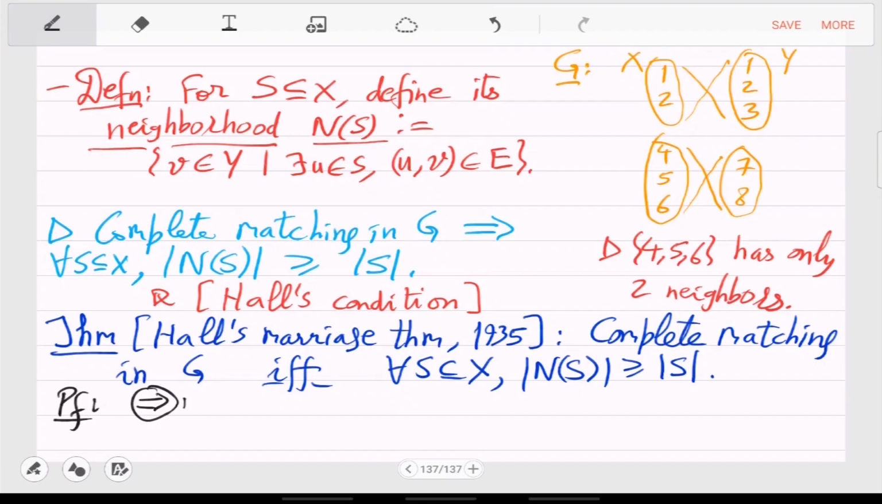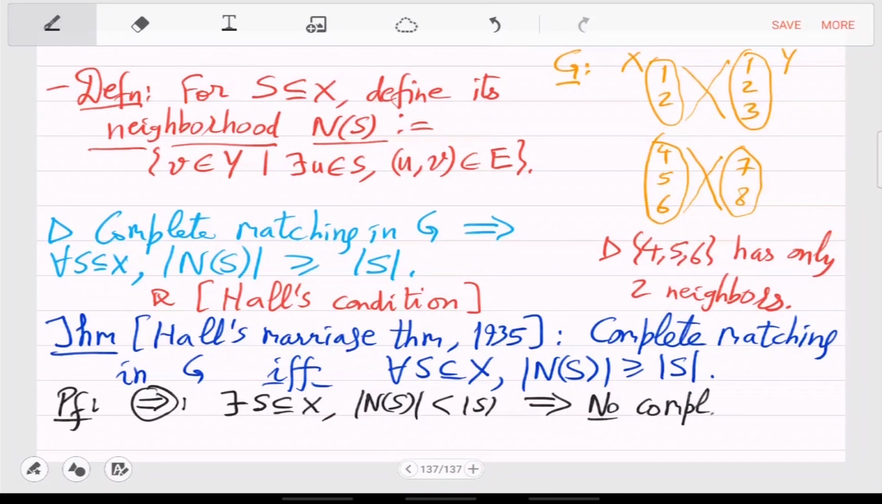So here, this is the second major theorem. We'll use in the proof the first major theorem, which is augmenting path existence. Okay, so again there are 2 directions. The easy one is the forward one, right? Because you look at the contrapositive. If there exists an S such that the neighborhood is small, then it means that there is no complete matching. So that's the easy part.